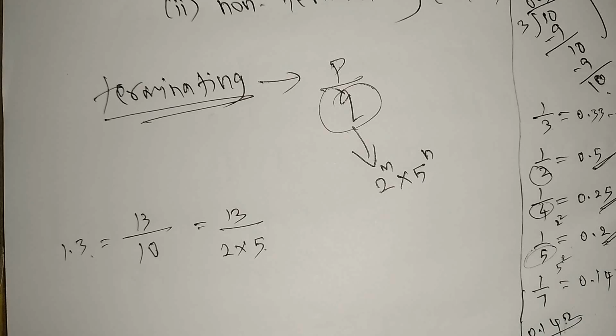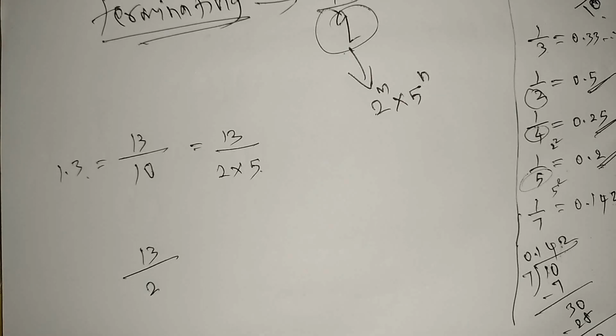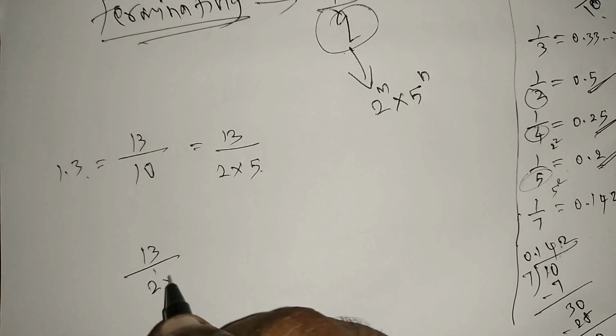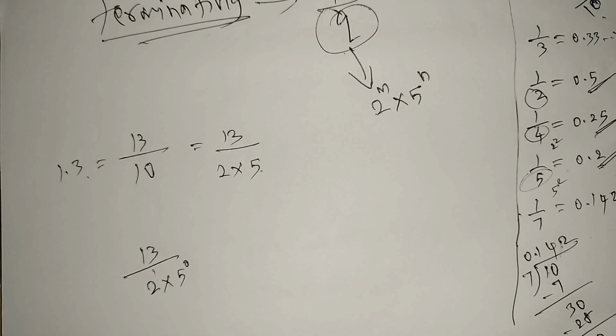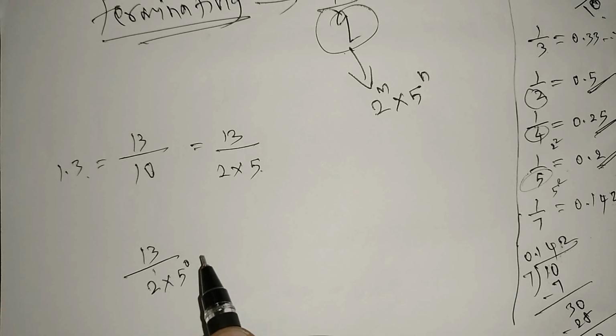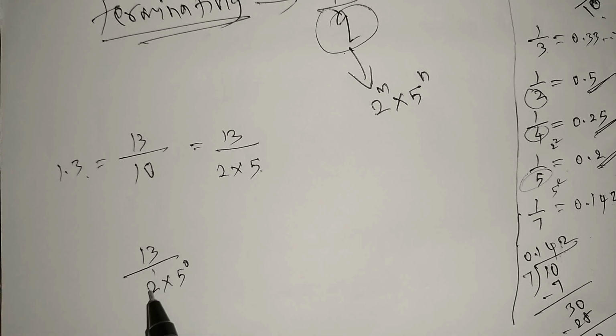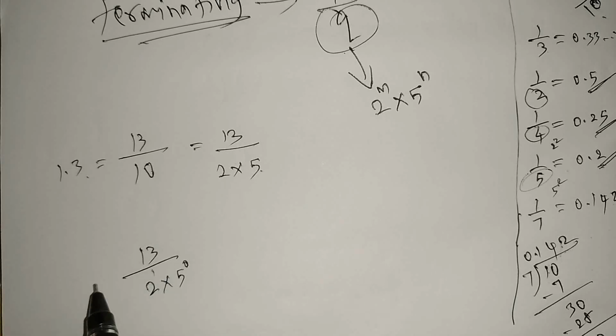In the same way, some other example I'm taking, the same 13 by 2. So how will it be divided here? 2 power 1, but there is no 5, sir. How will you write this? 5 power 0 we have. Now definitely if we divide this it will be terminated. If you have a doubt, you can divide: 13 by 2 only we are writing like this.